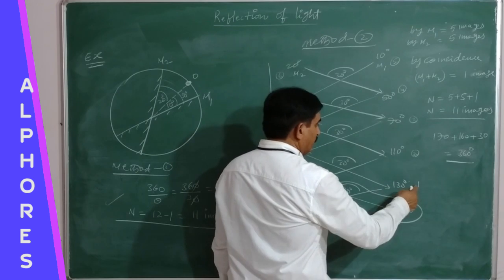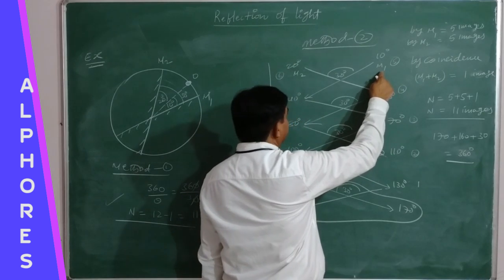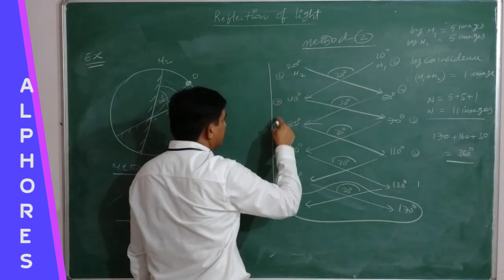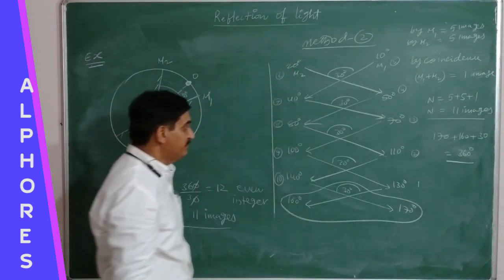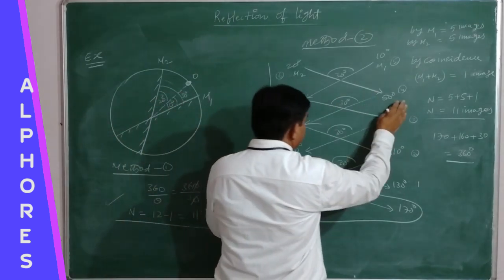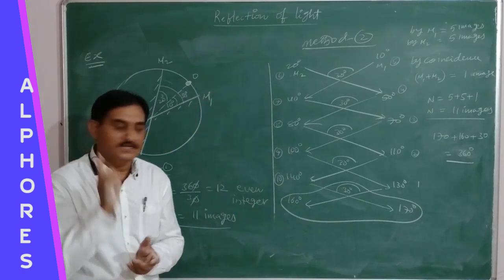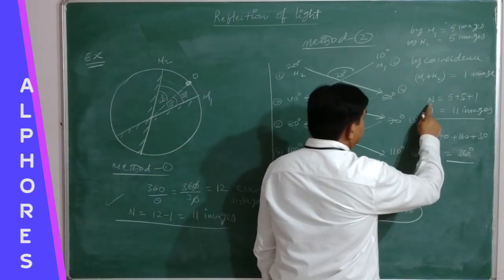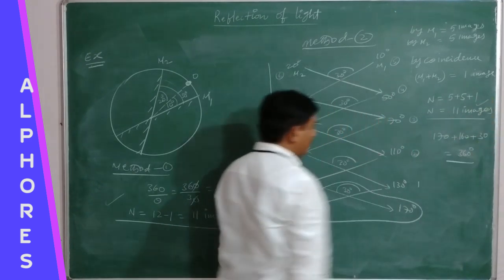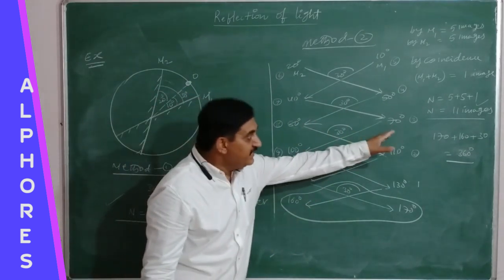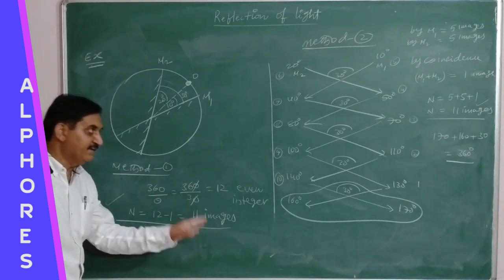Okay. First here 1, 2, 3, 4, 5 images found by M1 mirror. And 6, 7, 8, 9, 10. And 5 more images are found by another plane mirror M2. As a whole 5 and 5, 10. And these two coinciding with each other will give a single image. Total number of images formed will be 5 plus 5 plus 1. Total 11 images are formed. So which is verified with the answer obtained in another method. First method, that is also 11.